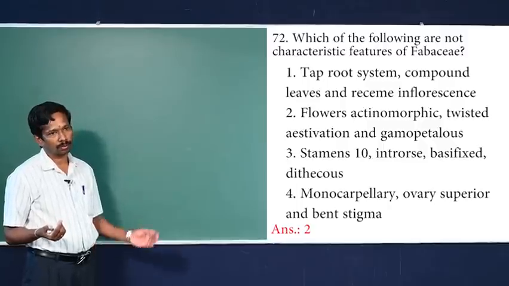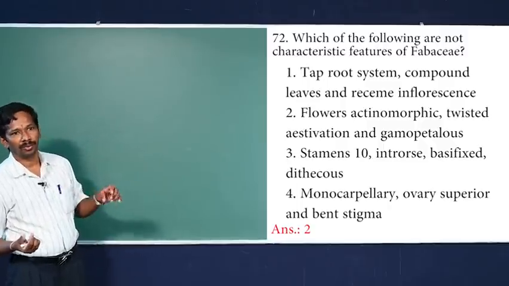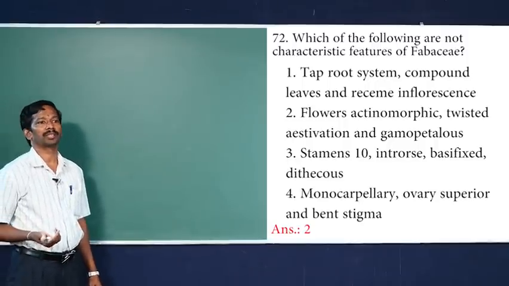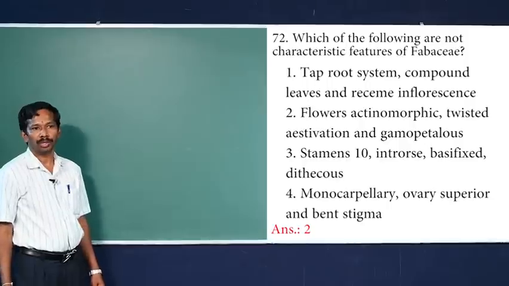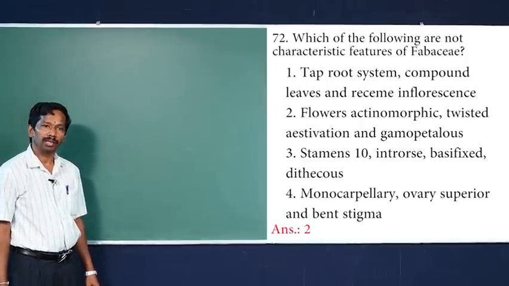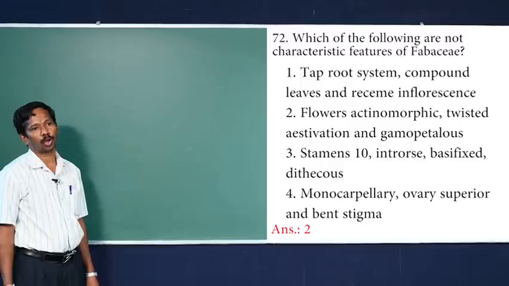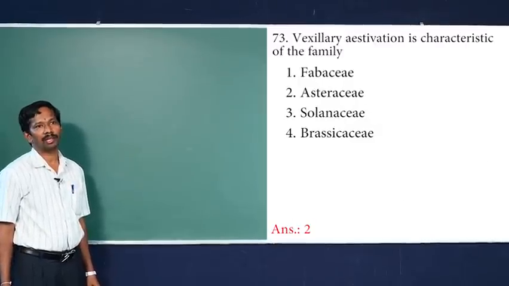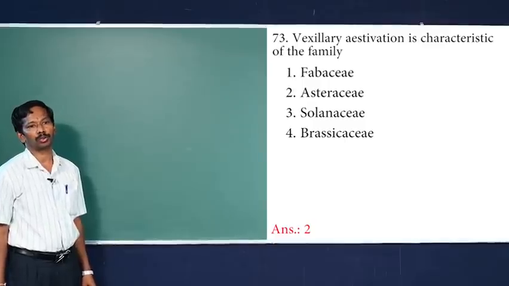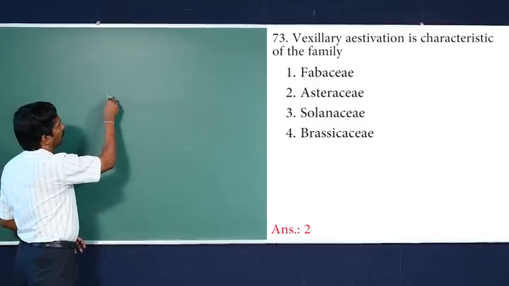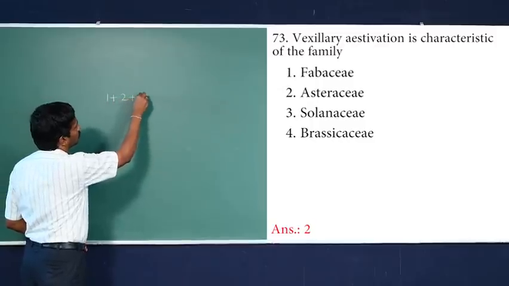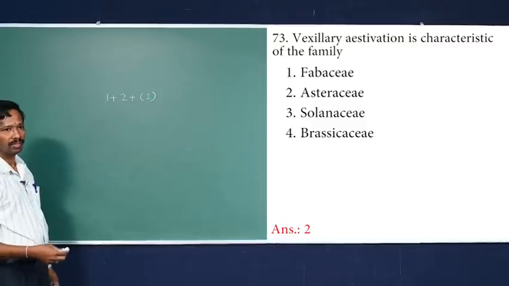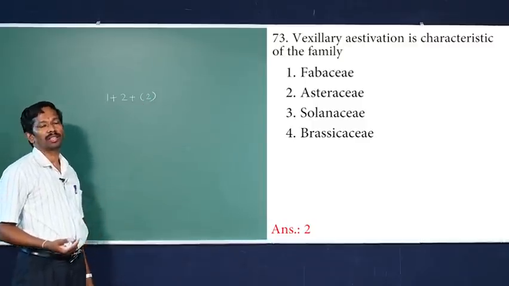Stamens are 10, diadelphous, bent towards the inner side, basifixed where anthers are attached to the basal portion, and dithecous where 2 anther lobes are present. And a single carpel, fourth option, monocarpellary, ovary superior with the bent stigma. That's also correct. So therefore option number 2 for 72. Vexillary aestivation is characteristically found in Fabaceae with papilionaceous corolla, and the condition of petals is 1 plus 2 plus 2: standard petal, wing petals and keel petals. So the answer is 1, not belonging to other families.